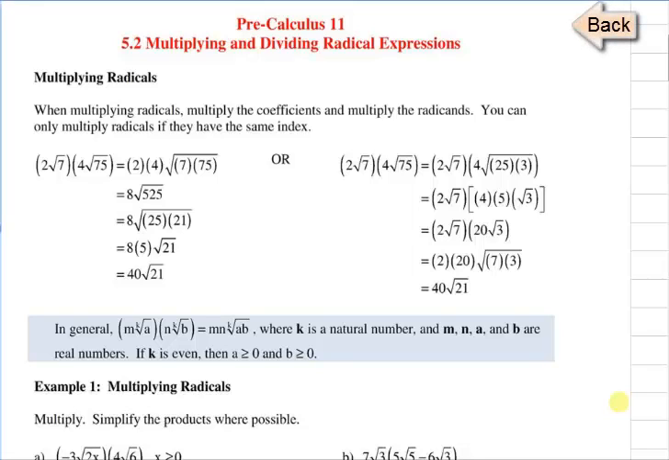Okay, so we're going to start 5.2, multiplying and dividing radicals. The first two examples will be specifically multiplying, and then the last example will be division.